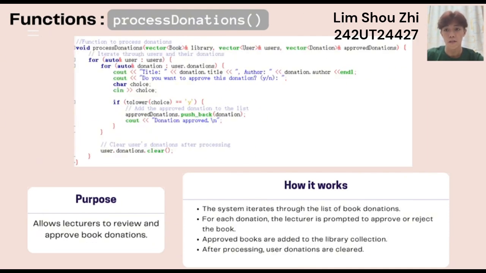Okay, and the next one is the process donation function. This function is to allow lecturers to review and approve the book donations. The system will iterate through the list of book donations. For each donation, the lecturer is prompted to approve or reject the book. The approved books are added to the library collection. After processing, user donations are cleared immediately.